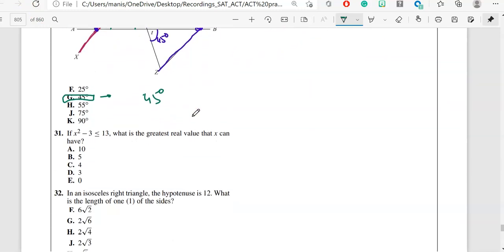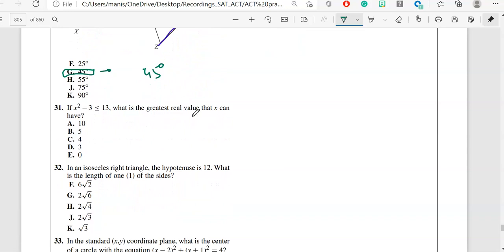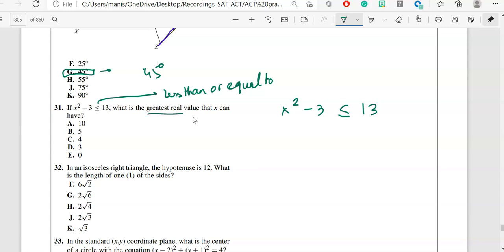So now let's look at question number 31. If x squared minus 3 is less than or equal to 13, what is the greatest real value that x can have? Always write it. It says less than or equal to 13. So x squared minus 3 is less than or equal to 13. What is the greatest real value that x can have?